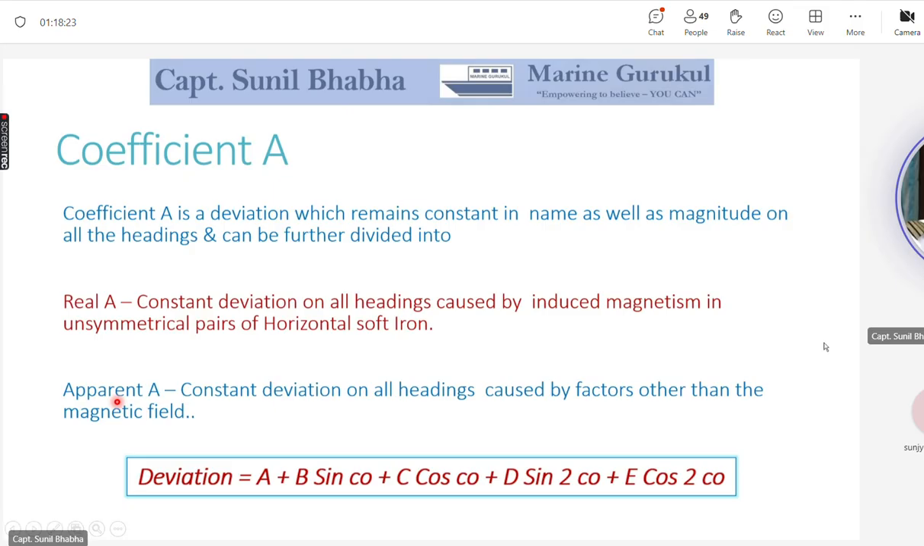The second part, which is called apparent A, is a constant deviation on all the headings, which is caused by factors other than the magnetic field.